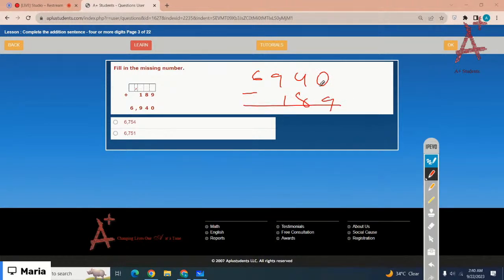You cannot subtract 0 out of 9. You have to borrow 1. It would be 10. 10 take away 9 is 1. You cannot subtract 3 out of 8. You have to borrow 1. So it is 13. 13 take away 8 is 5. Then 8 take away 1 is 7. And that would be 6,751, right? Correct option is 6,751.